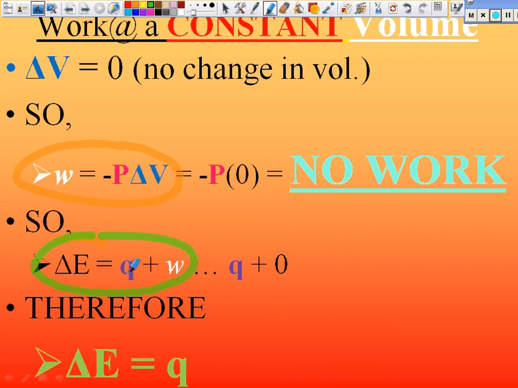So if W is 0, then what can E be equal to? Exactly. So the amount of energy is directly related to what specifically? The temperature, the heat, the amount of energy. Okay? So in a constant volume system, and the reason we're getting into this is because we're going to be talking about something called calorimetry.